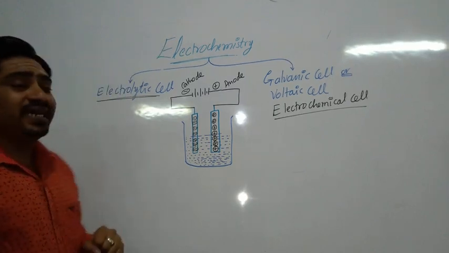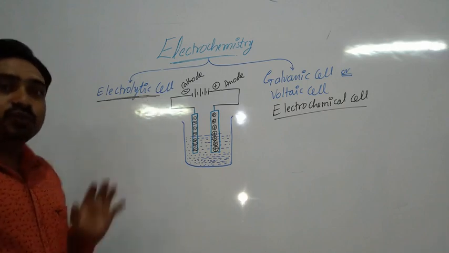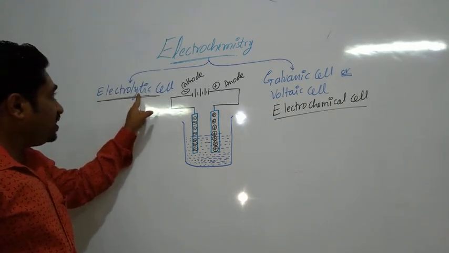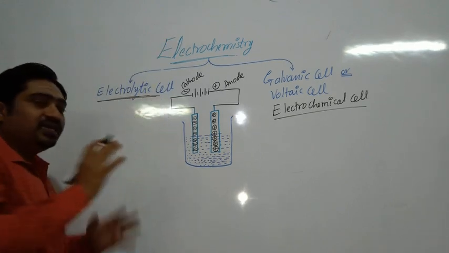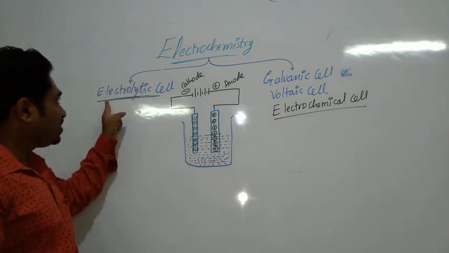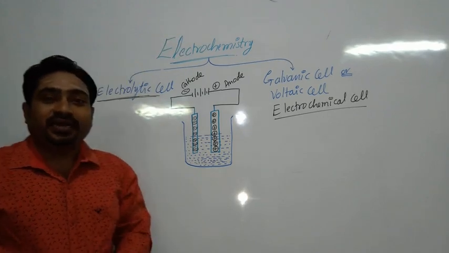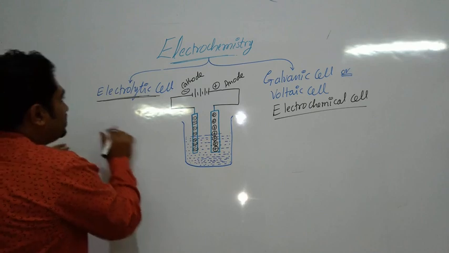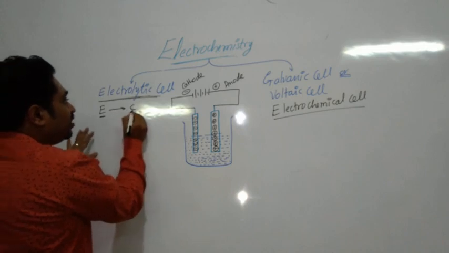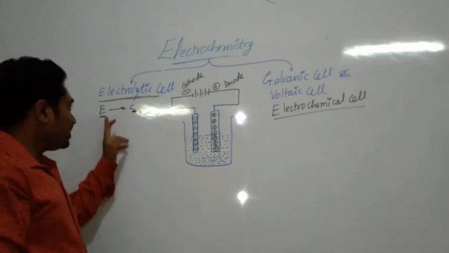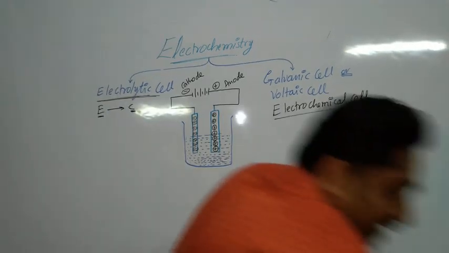So what is an electrolytic cell? An electrolytic cell is a device which converts electrical energy into chemical energy. I repeat, an electrolytic cell is a device which converts electrical energy into chemical energy. To remember this, I will give a trick: E is converted into C. E refers to electrical energy, which gives chemical energy. So this is our electrolytic cell.